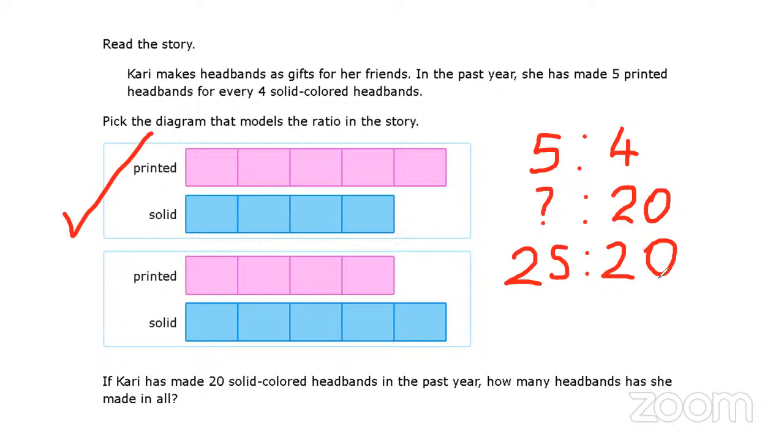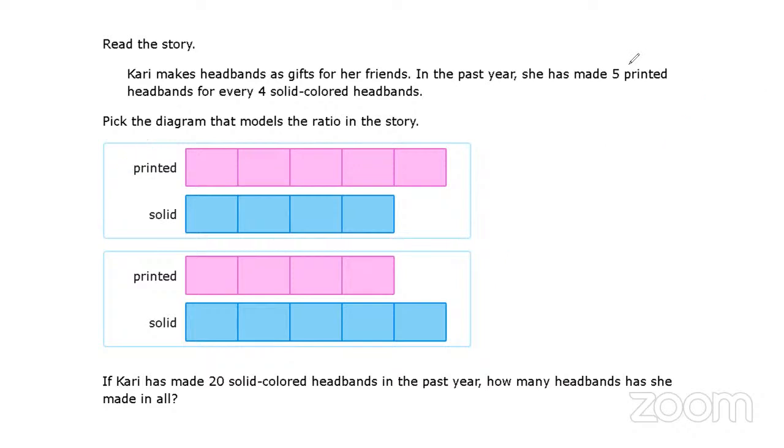So 25 plus 20. That's pretty easy math, right? But I'm going to work it here anyway. 25 plus 20. So 0 plus 5 is 5, and 2 plus 2 is 4. So 45 headbands in all. All right, so she made 45 headbands in all. Very good, guys. Very good.